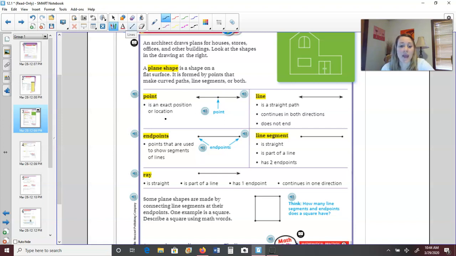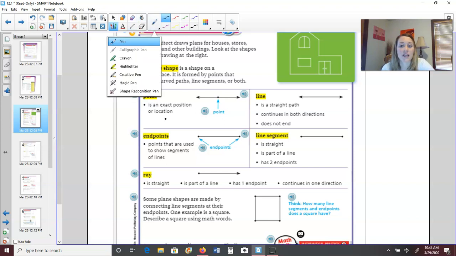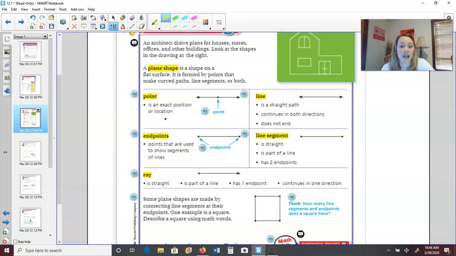Now we go to a line. A line is a straight path. It continues in both directions and it does not end. So you can see at the end of the line, it has these arrows. Those arrows indicate that it's going on and on and on in both of those directions. So a line does not end. It continues on in both directions.